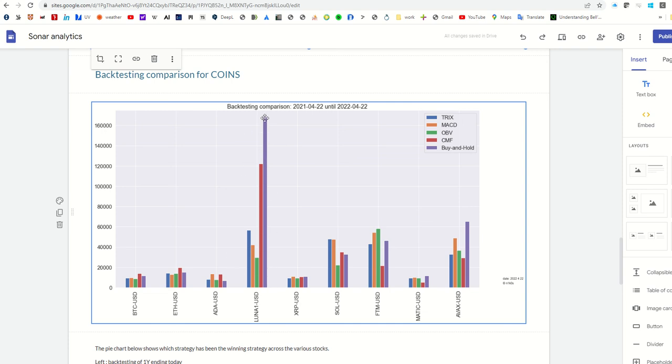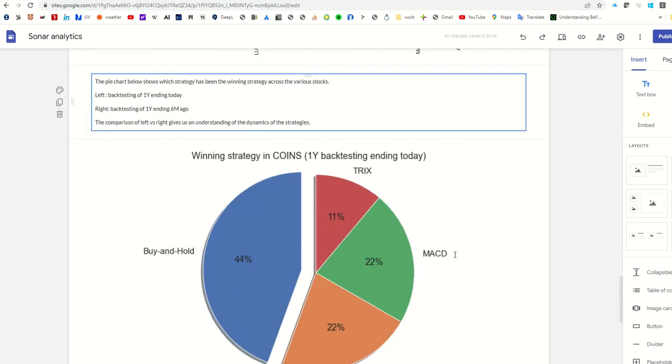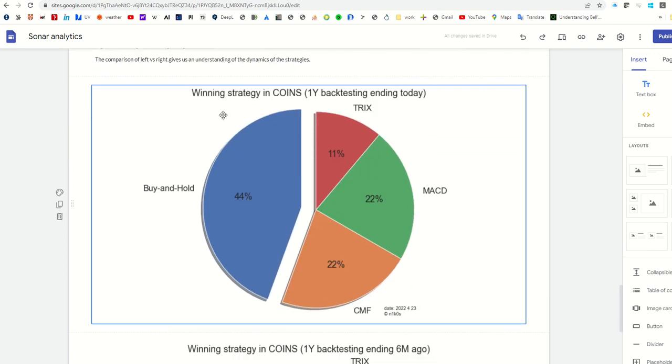hold. We would have ended up north of 160,000. Chaikin money flow is not so bad either. And here Ripple is similar to Bitcoin. All strategies pretty much the same. Matic almost the same. Avalanche, buy and hold. So let's see who is winning. Buy and hold would have been the best strategy by far in coins for a 1 year backtesting ending today, and Chaikin money flow was the second best, with MACD also.